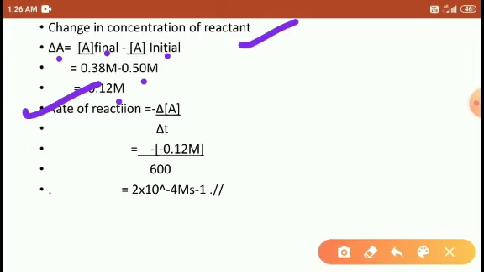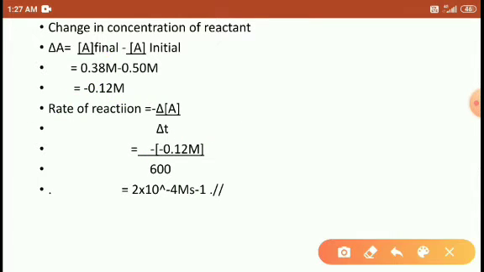So the rate of reaction we will write here as minus delta A by delta T, that is minus of minus 0.12 molar divided by 600 seconds.